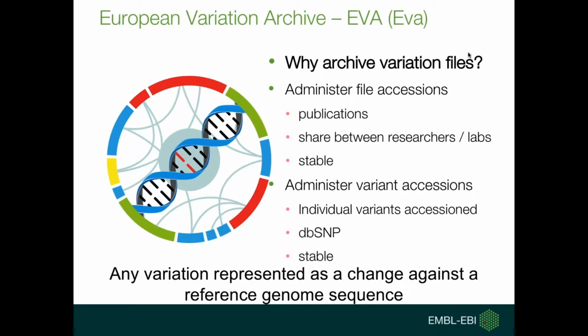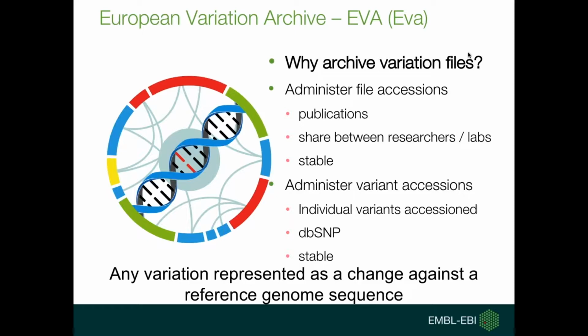So why do we want to archive variation data and variation files? The first reason is that we can administer file accessions. And these stable file accessions can be cited in publications, and they can be shared between researchers and labs. Because they're entirely stable, any data that's within that accession does not change. So as a postdoc moves on to a different lab, or as a project changes over time, anything that's accessioned will not change and can be traceable via the literature or via any mechanism that we use.